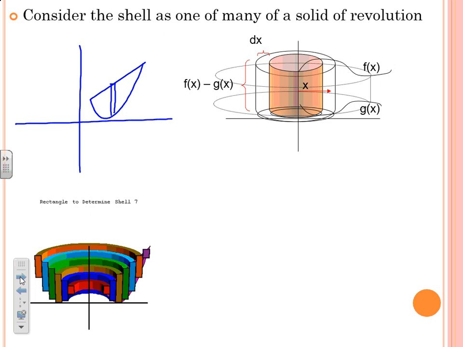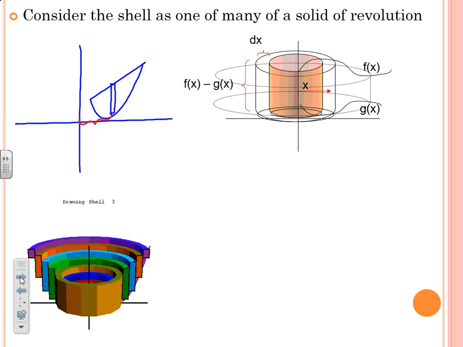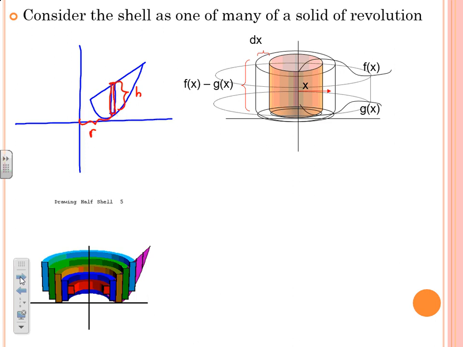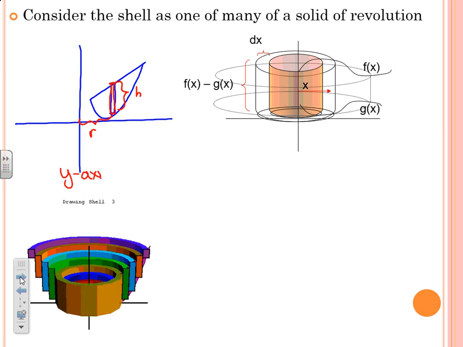So what we're working with is the radius of these cylinders. It's how far away they are from the axis of rotation. And the height of our rectangles gives us the height of our shells. So how do we find the height of those shells? Top minus bottom. And if I'm rotating around the y-axis here, how far away is each of these rectangles from the y-axis?